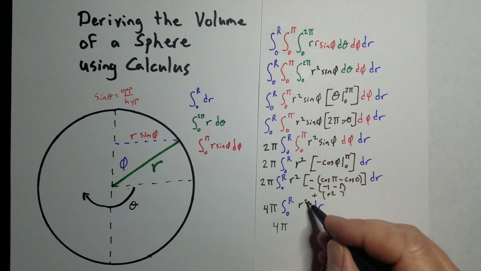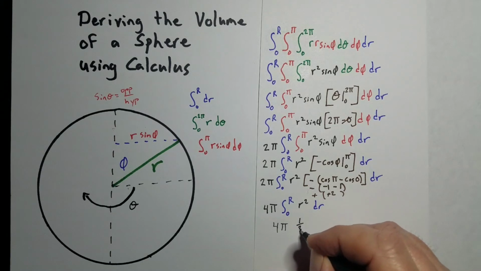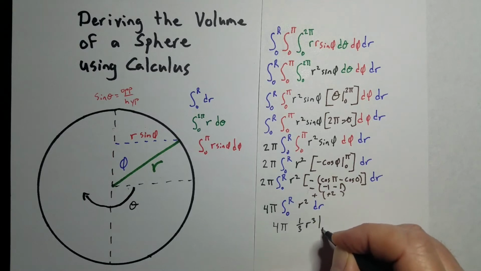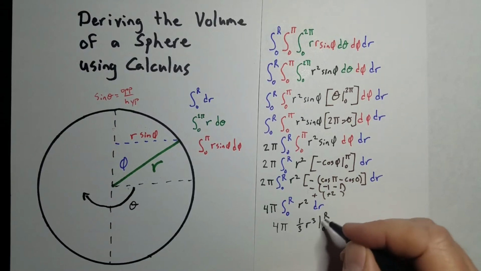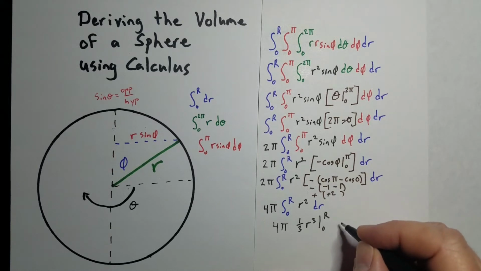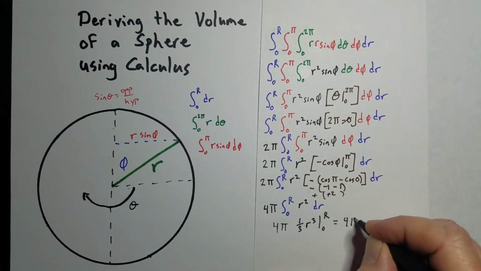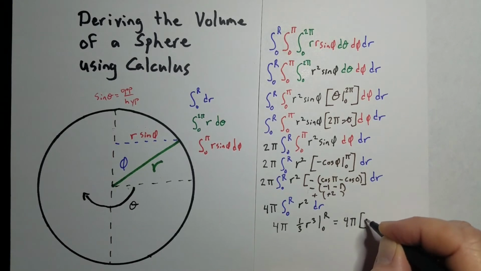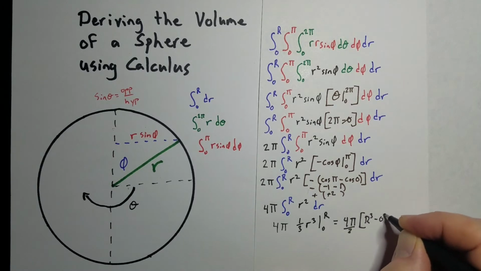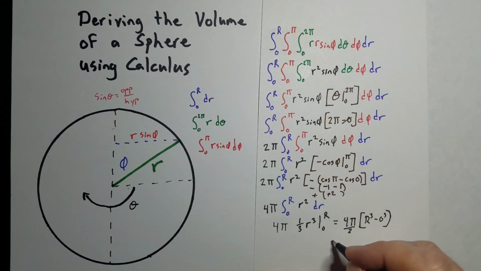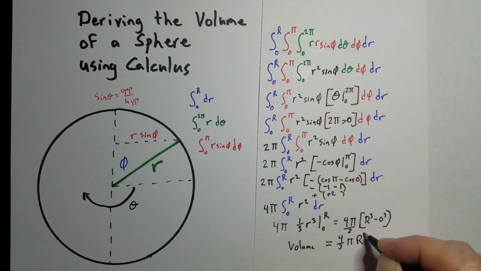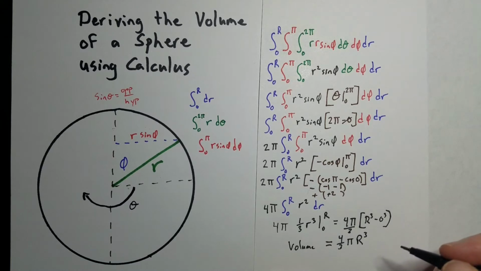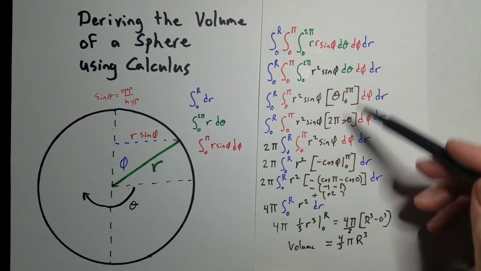So the integral of r squared ends up being 1/3 r cubed from 0 to r. And again, the 0 is going to cancel itself out. And so we get 4 pi over 3 r cubed minus 0 cubed. Well, that's just going to give us where the volume is 4/3 pi r cubed. And that's the equation for the volume of a sphere using calculus with a triple integral.